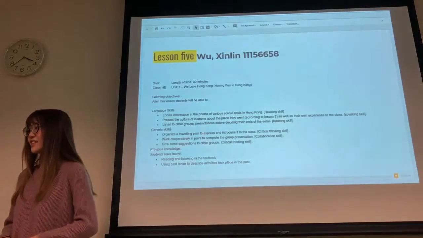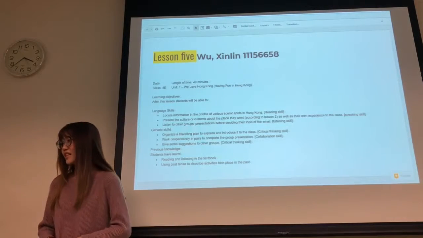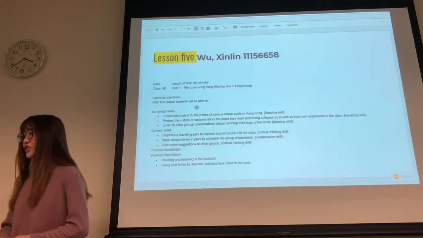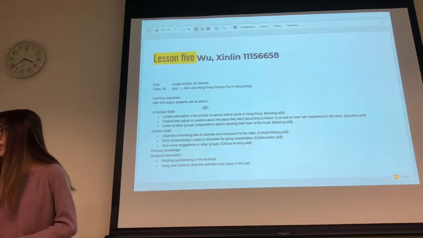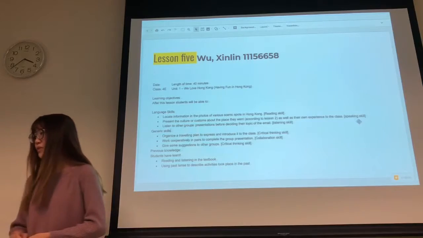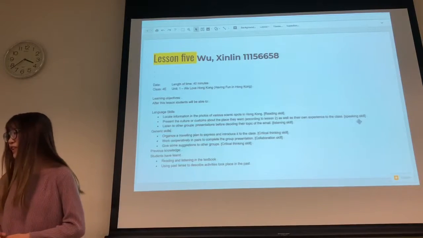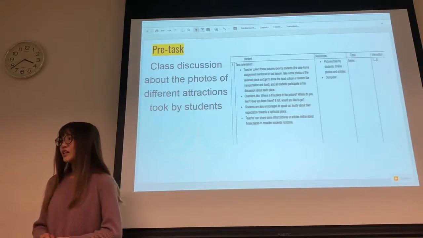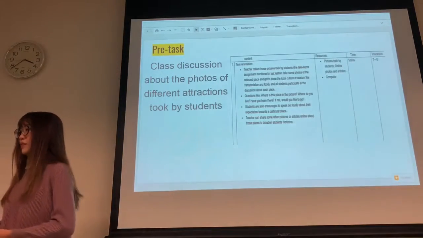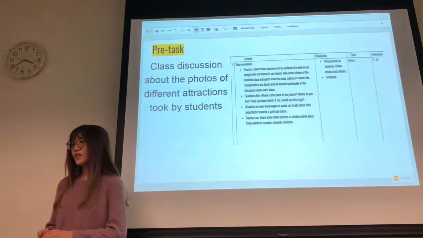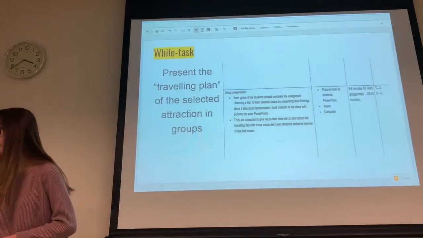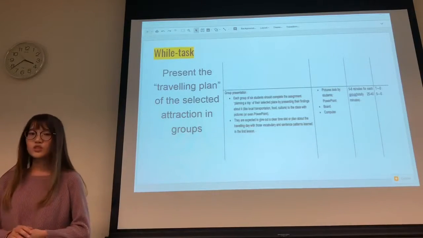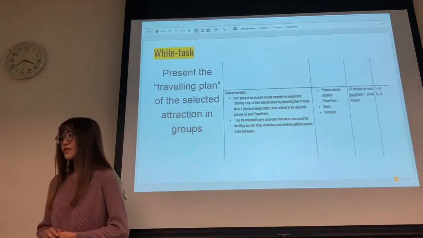Hi, I'm Kathy, and this is lesson 5. After this lesson, students will acquire some language skills, including reading, speaking, and listening, as well as generic skills like critical thinking and collaboration. For the pre-class session, a class discussion will be put forward to motivate students and also broaden their horizons. And students are required to present the traveling plan of the selected attraction in groups for the main task part.